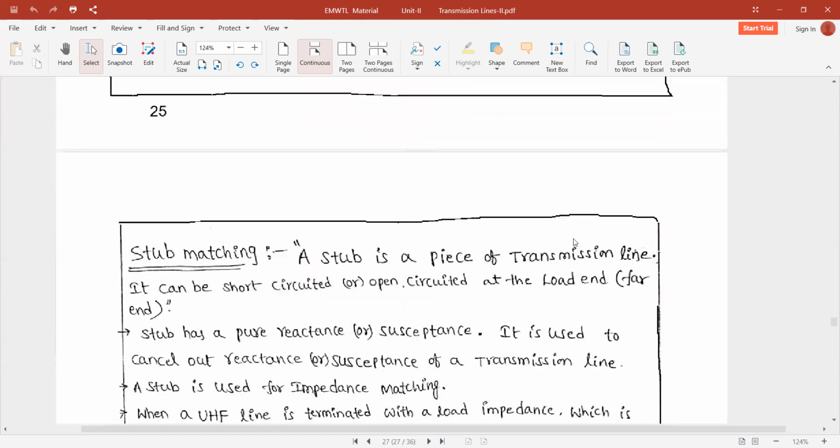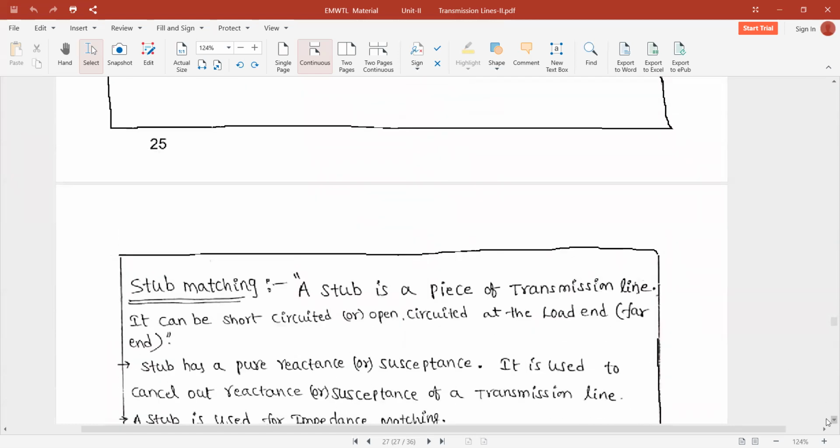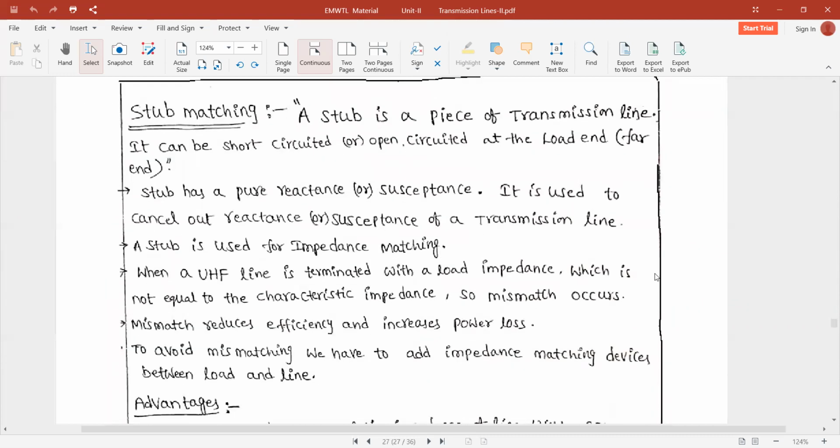What is stub matching? A stub is a piece of transmission line. It can be short circuited or open circuited at the far end, the end opposite the source.